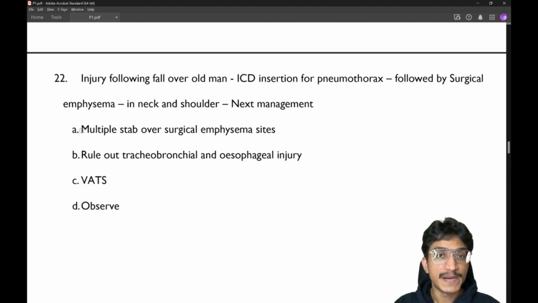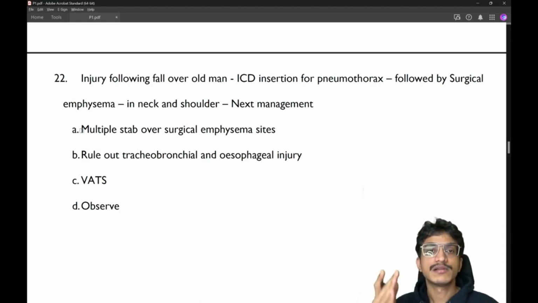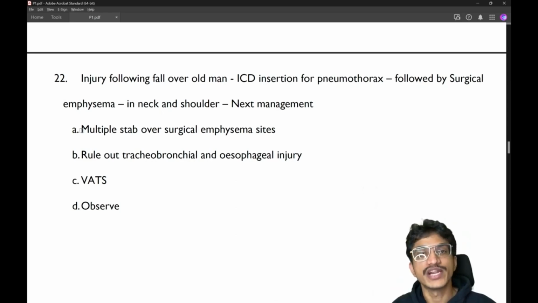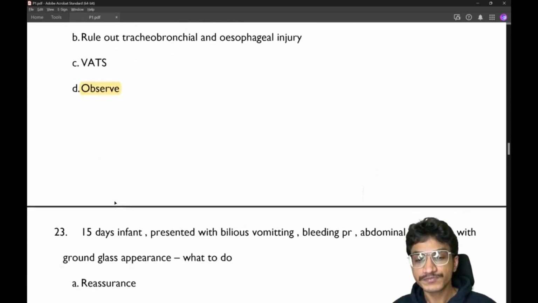If the ICD is patent and the patient is stable, then you should observe. You do not put an incision always whenever there is surgical emphysema. You always wait if the ICD is draining well. So according to me, the answer in this should be observation.